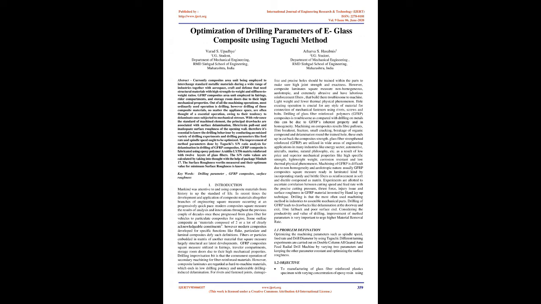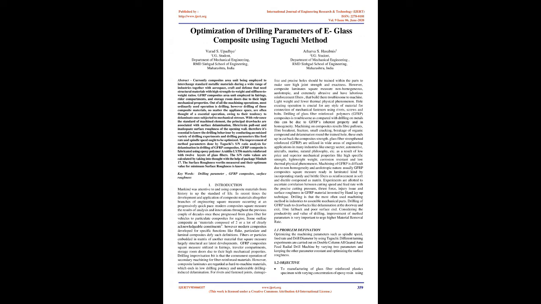However, drilling of these composite materials, no matter the application area, can be thought of as a critical operation, owing to their tendency to delaminate when subjected to mechanical stresses. With regard to the quality of the machined component, the principal drawbacks are associated with surface delamination, fibre/resin pull-out and inadequate surface roughness of the hole wall.